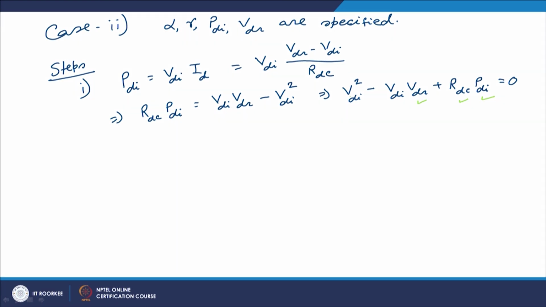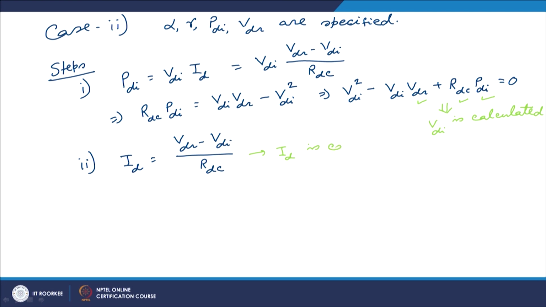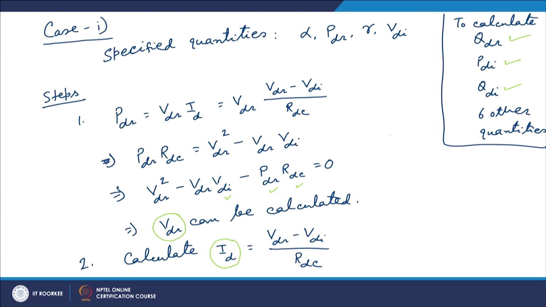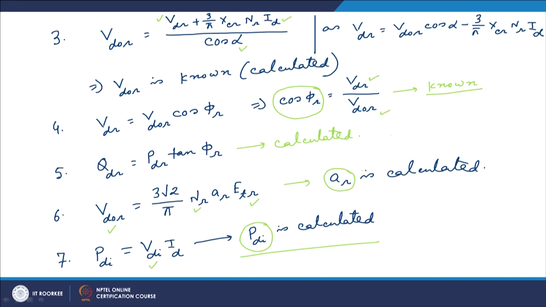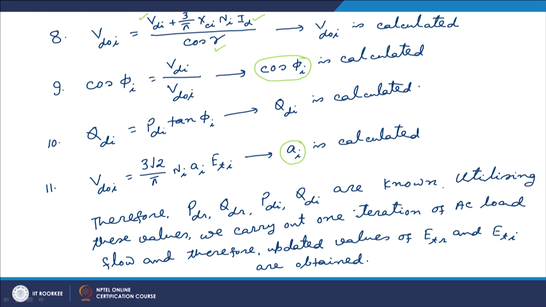Once we get this value of VDI, we calculate ID is equal to VDR minus VDI by RDC. So, VDI is calculated, and then ID is also calculated. Once we know ID and VDI, we can simply follow step 3, step 4, step 5, step 6, step 7 up to step 11 as it is. Then we can calculate all these other quantities.